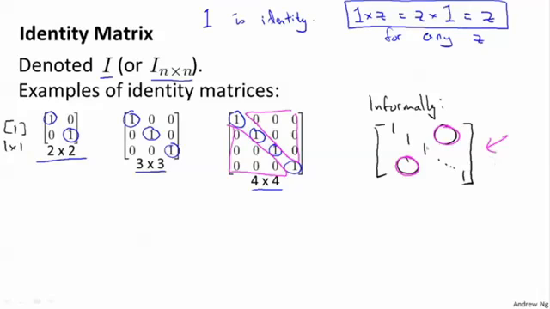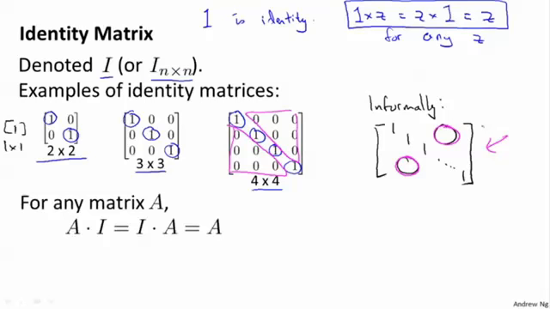And it turns out that the identity matrix has this property that for any matrix A, A times I equals I times A equals A. So that's a lot like this equation that we had up here, right? 1 times z equals z times 1 equals z itself. So I times A equals A times I equals A. Just to make sure we have the dimensions right.